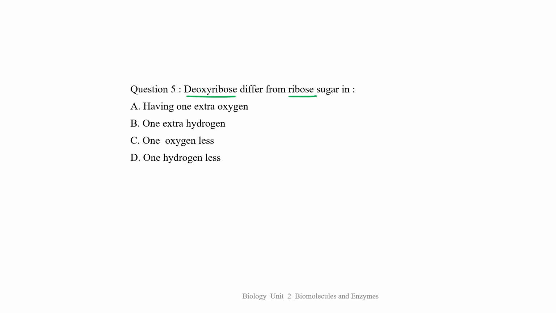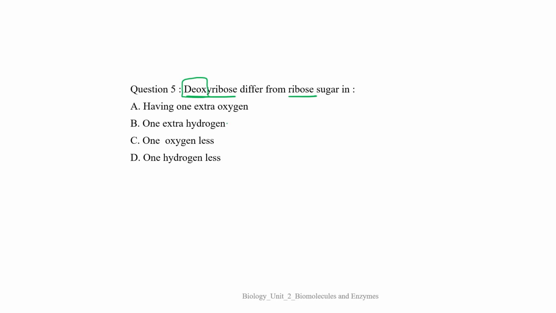Yes. So what is mentioned over here? Deoxyribose. This term is self-explanatory. Deoxy means one oxygen less than ribose. Simple. Otherwise, the number of hydrogen atoms and other things are the same. One oxygen is less than ribose sugar. That's why it is known as deoxyribose.